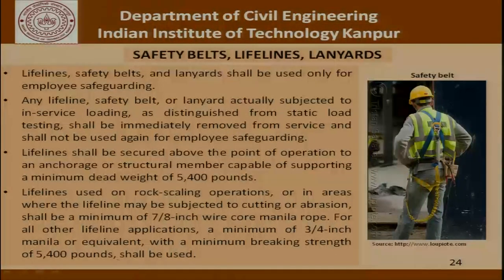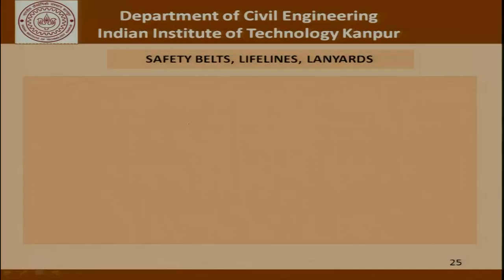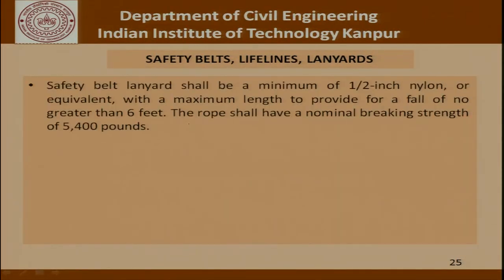So, the language used here is "shall be used," or "it shall have certain specifications," "shall be immediately removed." This is how the specifications are written, and it is imperative on the contractor to follow it in letter and spirit. Continuing with our discussion on safety belts and lifelines, safety belt lanyard shall be a minimum of 1/2 inch nylon or equivalent with a maximum length to provide for a fall of no greater than 6 feet, and the rope shall have a nominal breaking strength of 5,400 pounds.